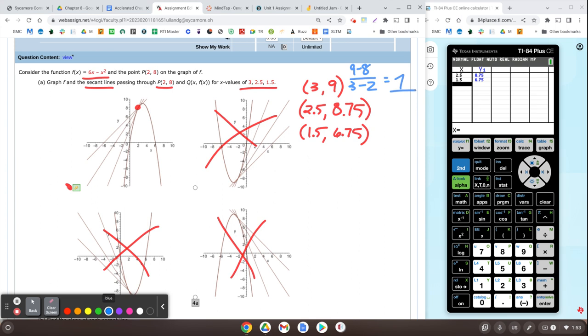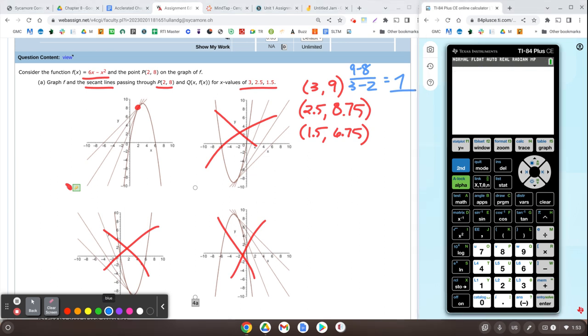Now, 8.75 minus 8, so 0.75. And then 2.5 minus 2, 0.5 on the bottom. What do you get for that? 1.5.